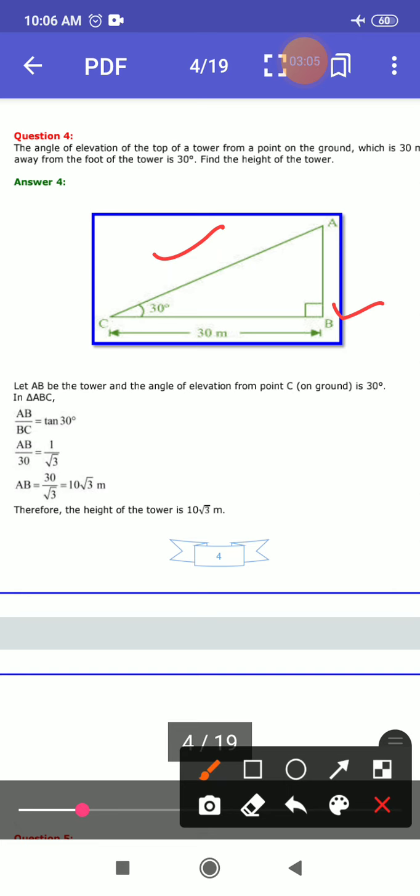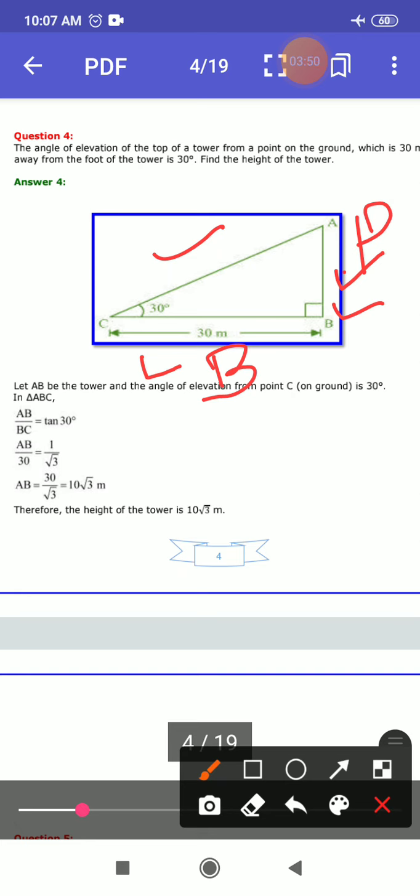So you very well know AB is the tower and the angle of elevation from the point C is 30. Now this is a right angle triangle, so you have to use the properties of a right angle triangle, like sin theta, cos theta, tan theta, etc. First of all you search which value you have to find. You have to find the height of the tower, meaning the perpendicular. And what value do you have? The distance between the foot and the point is given here, 30.